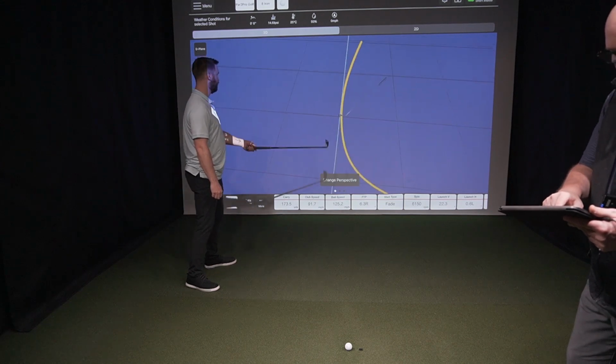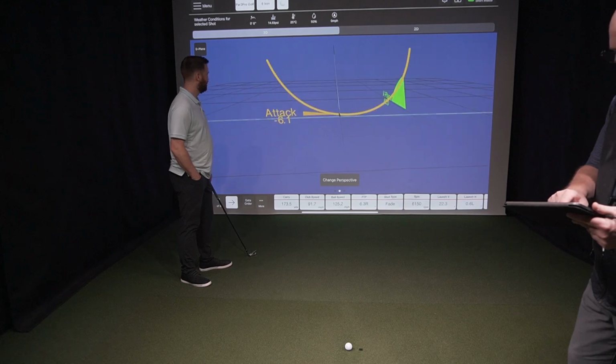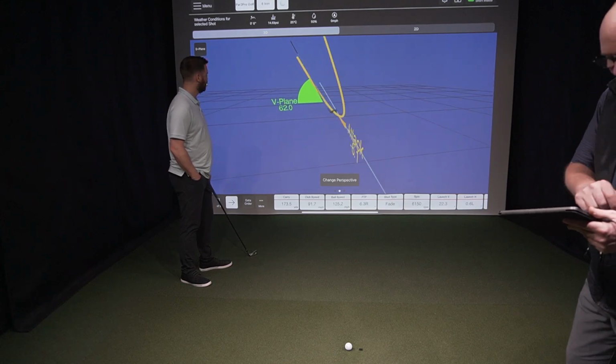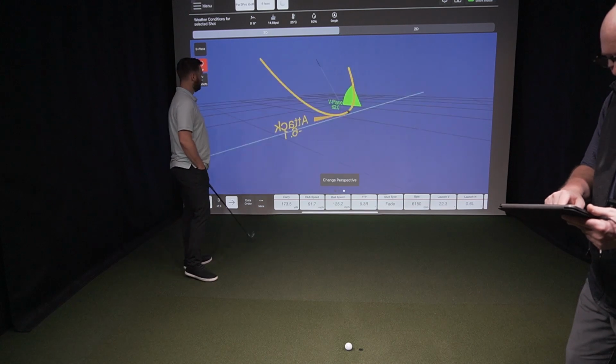I'm having fun with the graphics. It's really interesting what they've done here at FlightScope. You can hit play and show exactly what's happening, you see the exact shot shape. Really interesting stuff.